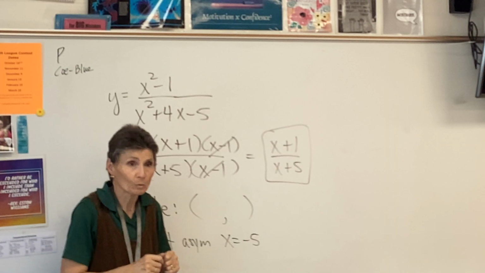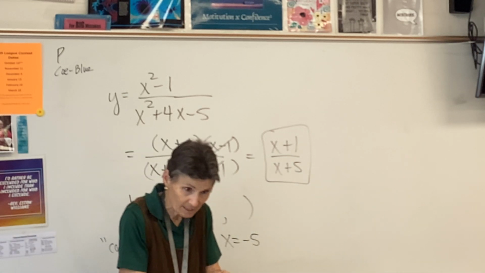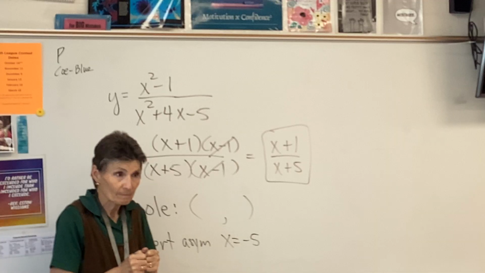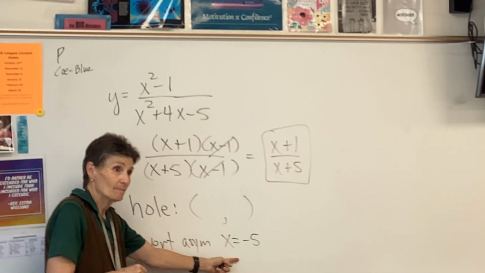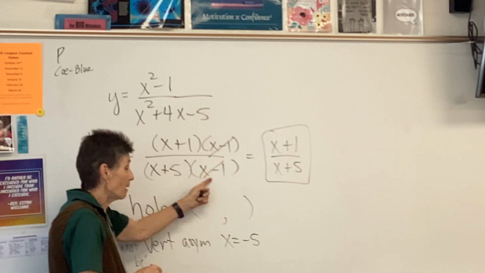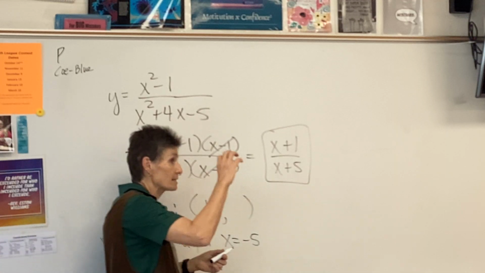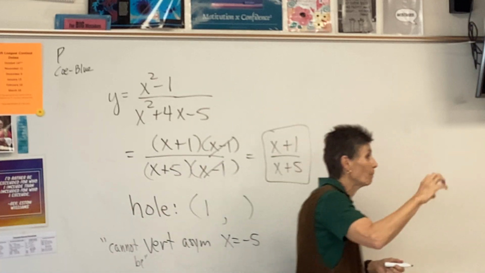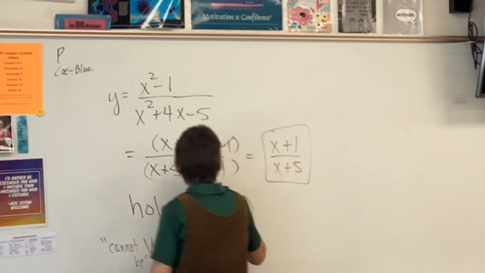Remember, what's our general rule? If we take a number out of a parentheses or put a number into a parentheses, it changes. Just like this became negative 5, that's going to become positive 1. So the hole is literally a hole in the graph, an open dot in the graph. It is a point. The X comes from what you cancel.